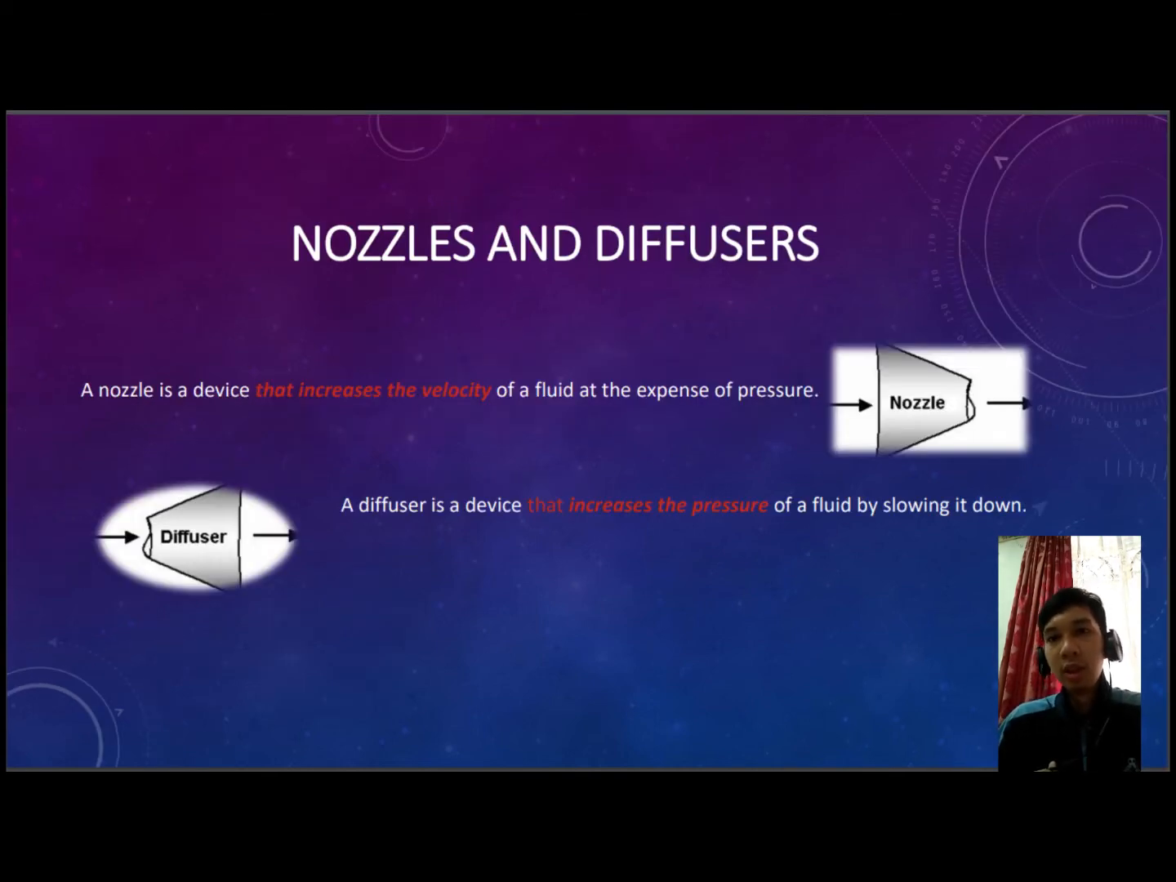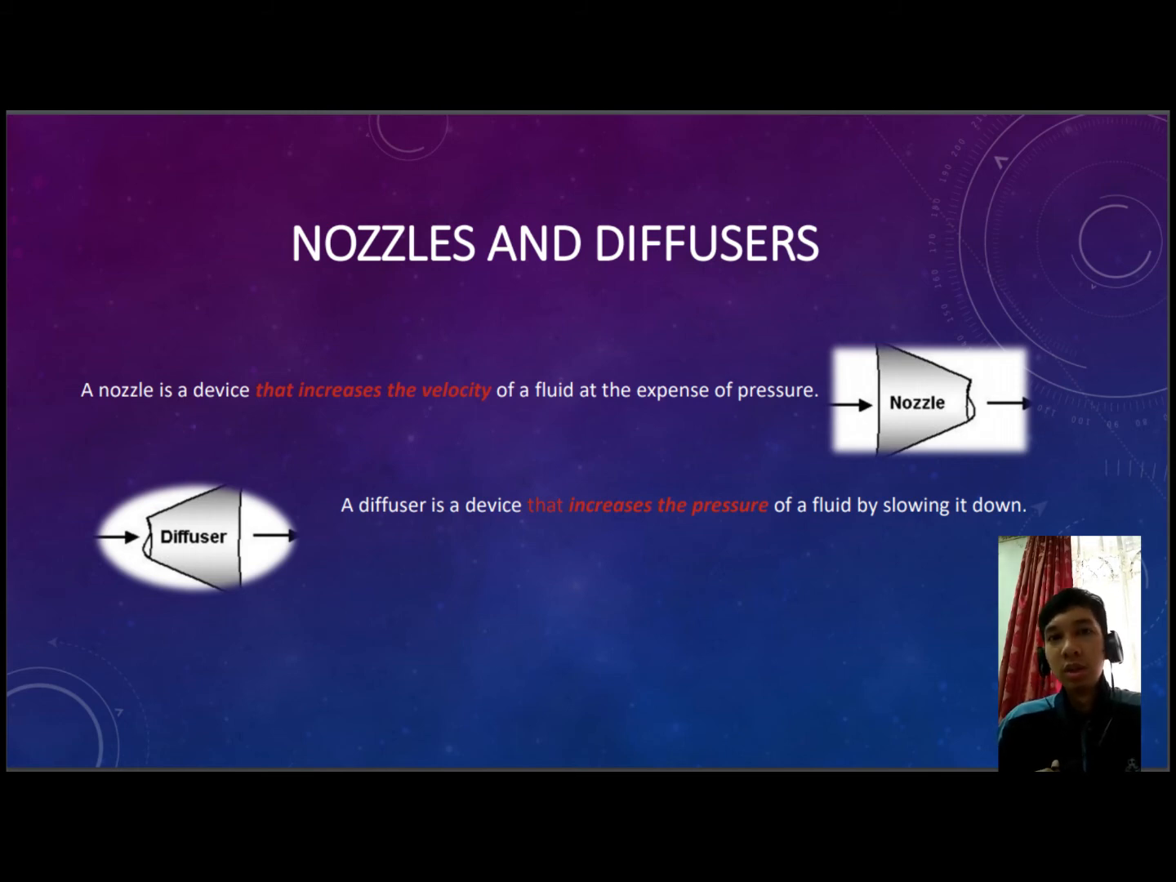I will present about the application of steady flow in engineering devices. The first device is nozzles and diffusers. Nozzles and diffusers are commonly used in jet engines, rockets, spacecraft, and even in garden hoses.